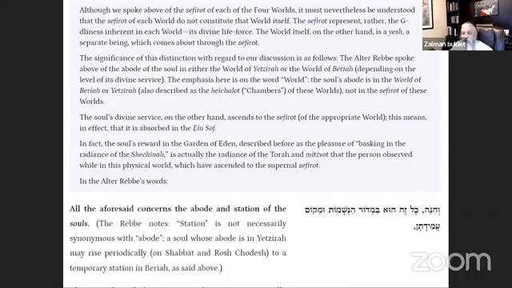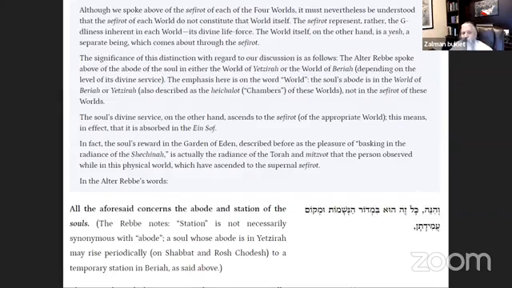Why does the Alter Rebbe want to say that? Because ultimately, the soul's divine service, on the other hand, is sent to the spheres of the appropriate world. This means, in effect, that it is absorbed in Ein Sof. So you have the soul and you have the avodah of the soul.